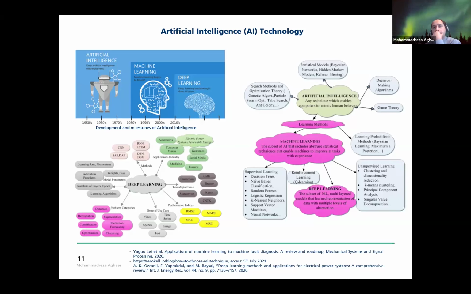We have several different categories of AI. In general, they can be categorized as learning methods, like machine learning, deep learning, and so on, statistical methods, search methods, and optimization theory, like genetic algorithms, swarm optimization, and grid search, for instance, and game theory and decision-making algorithms. The concept of autonomous monitoring analysis for photovoltaics, and of course other applications, relies much on the application of AI technology.